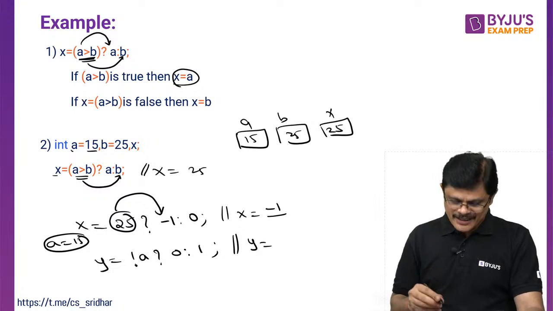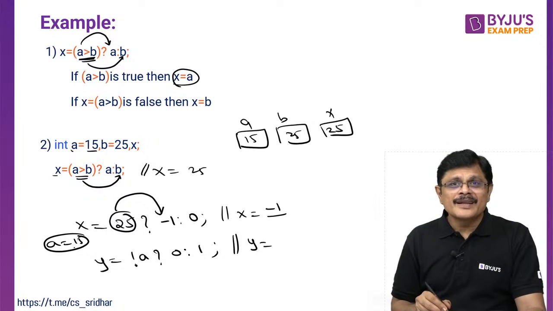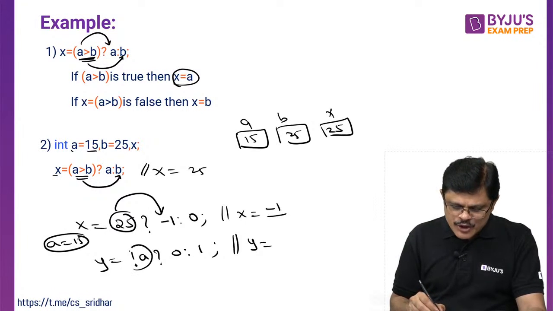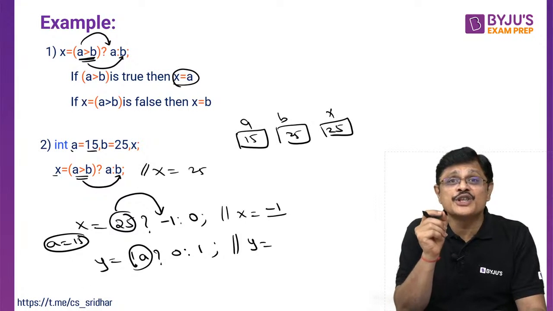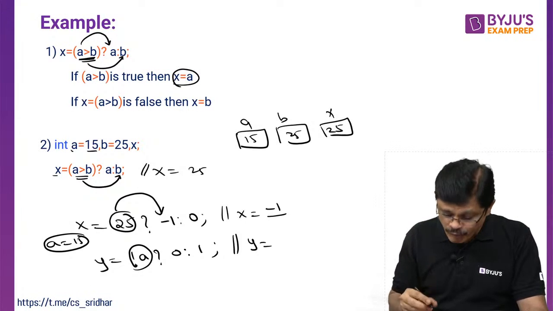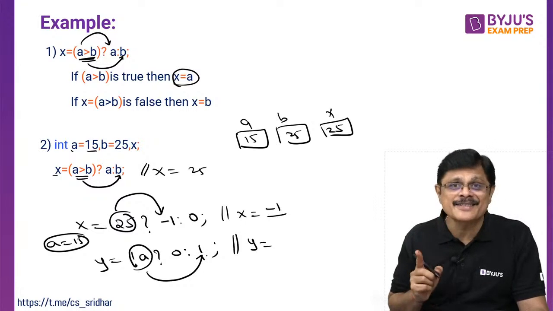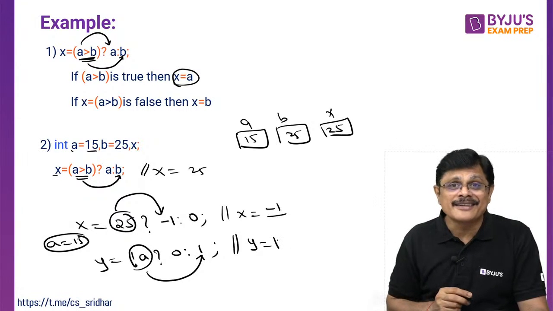See sir, A is 15. A is 15 means non-zero value. Not of non-zero value is? Not of non-zero is 0. So this results to 0. 0 means false. False means this happens. So the y value will be 1.